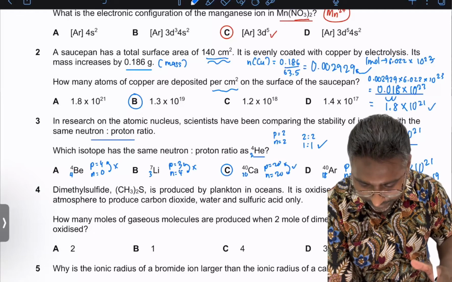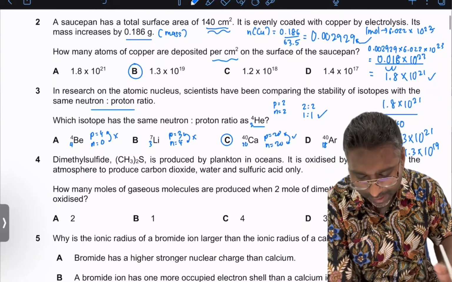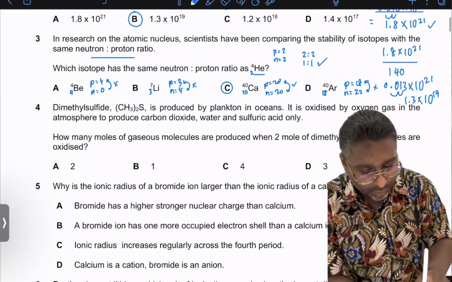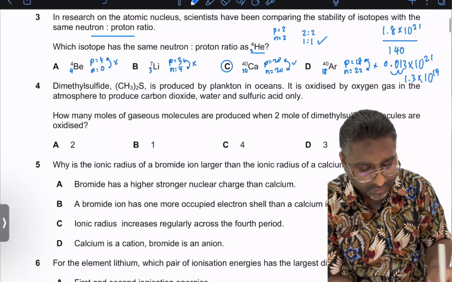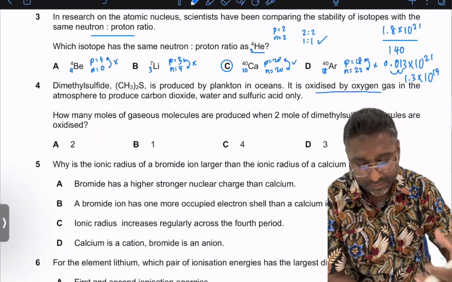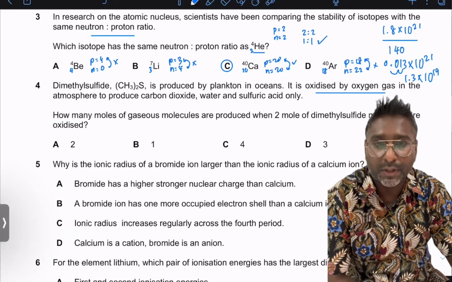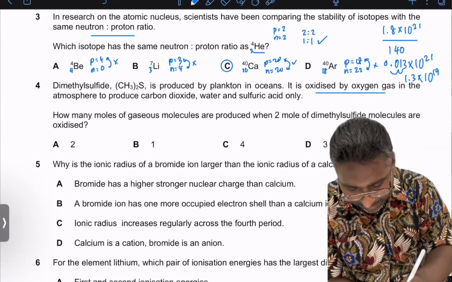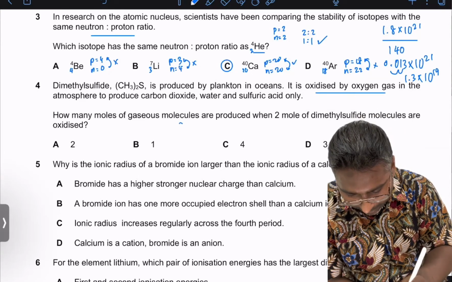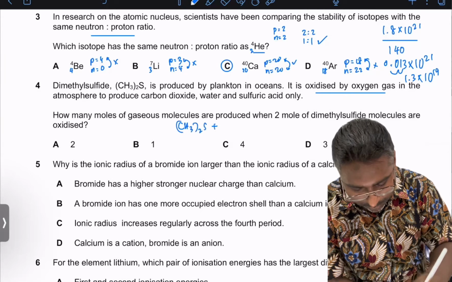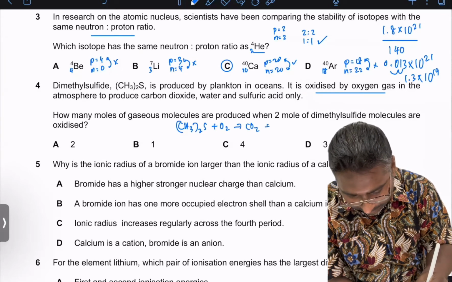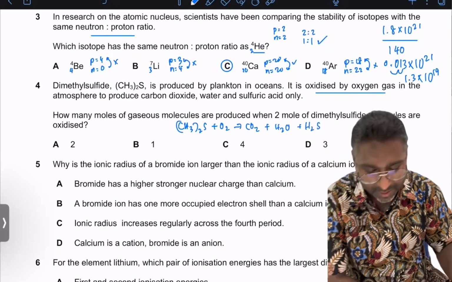Okay, next question, number 4. Dimethyl sulfide is produced by plankton in the ocean. It's oxidized by oxygen, and they say it's going to produce carbon dioxide, water, and sulfuric acid only. So if I write down the equation, (CH3)2S plus oxygen gives you carbon dioxide, water, and sulfuric acid. You just need to write this down and then balance the equation.